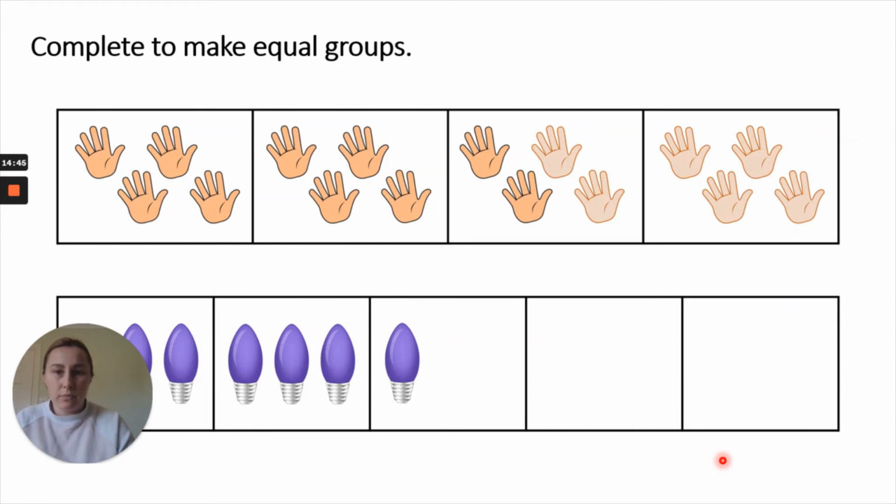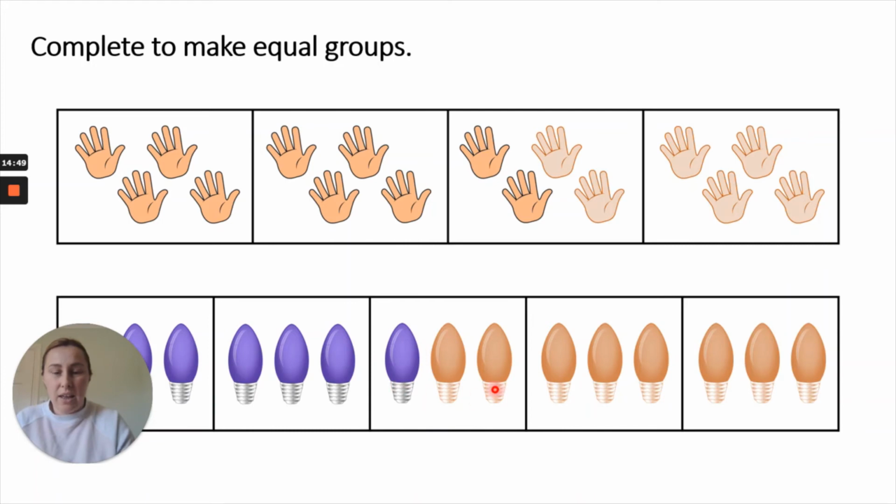Did you get it? In our third group, we needed 2 more bulbs to make it equal. And in my fourth and fifth box, I needed all 3 bulbs to make it equal.